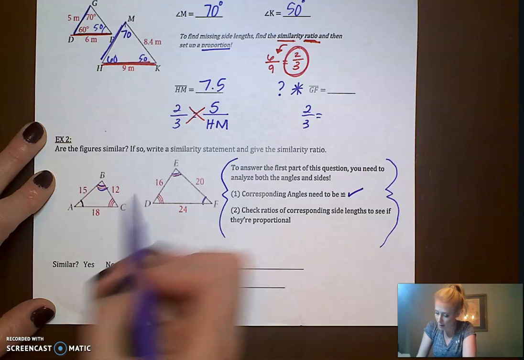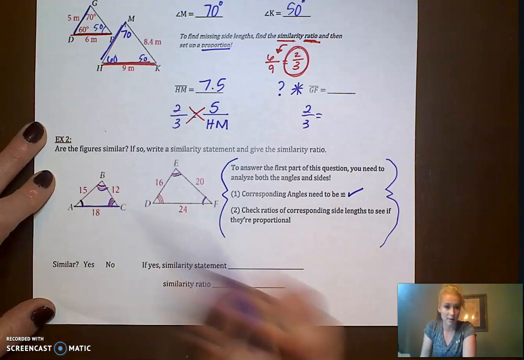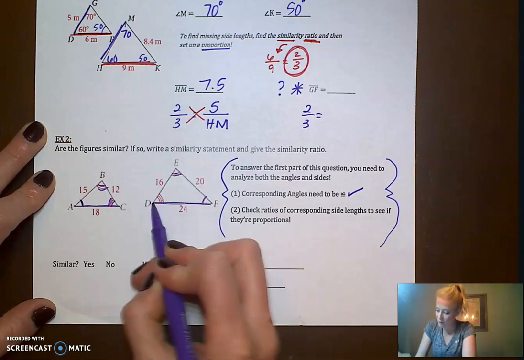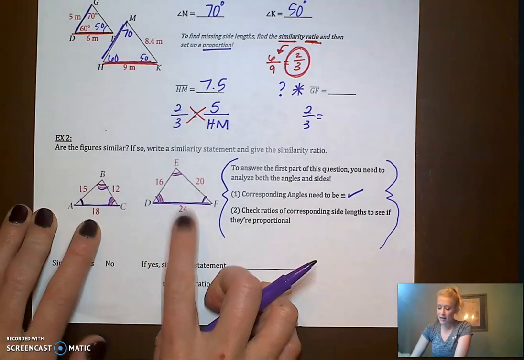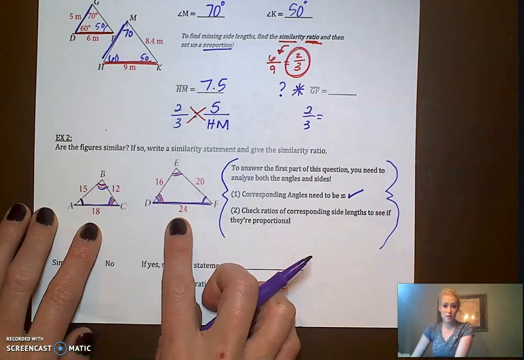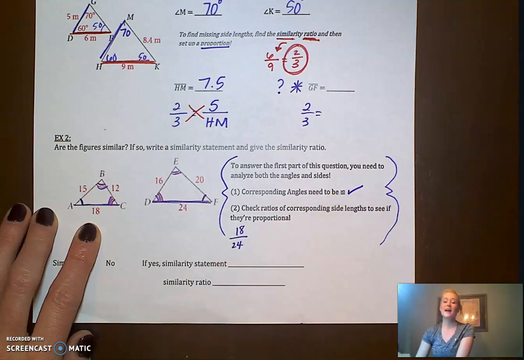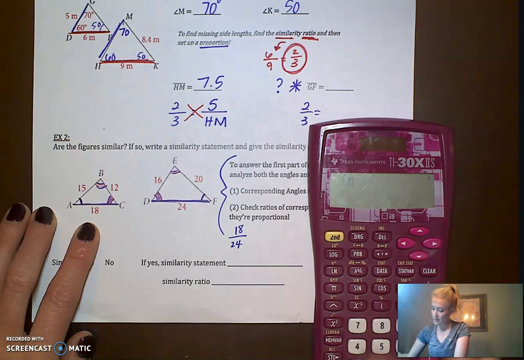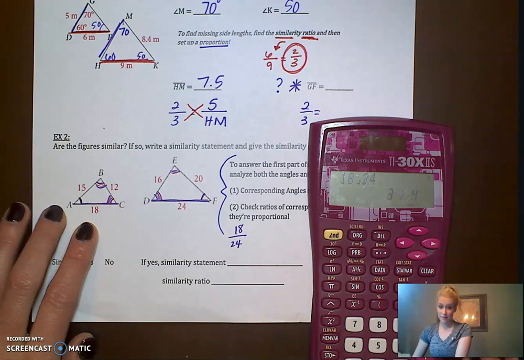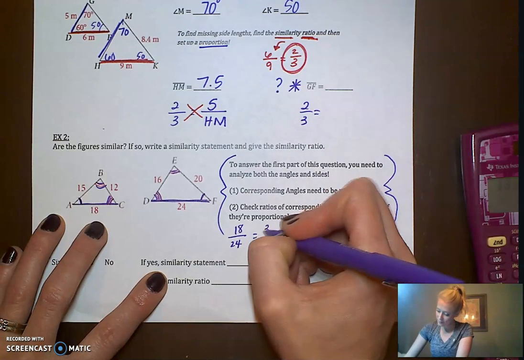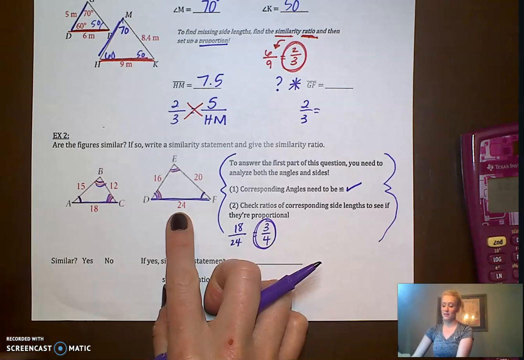So check it out. AC. So that's the side between 1 mark and 3 marks. That's going to go with DF over here between 1 mark and 3 marks. So I'm going to make a ratio out of those corresponding sides. 18 over 24. I need to reduce that. I'm lazy. I type it in as a fraction. 3/4. Okay. That's how that pair of sides relates.